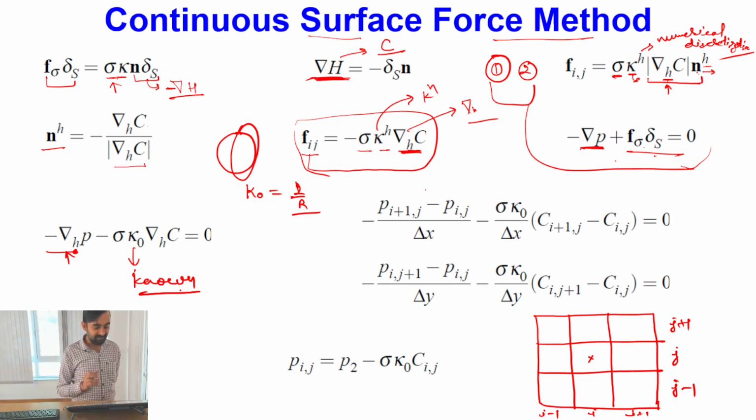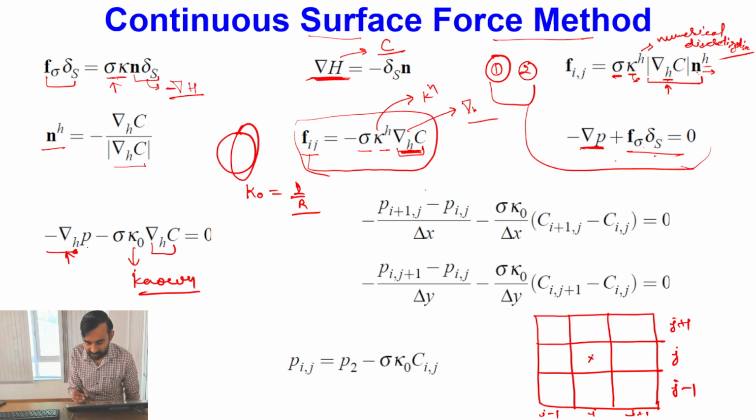Now, this is a known parameter to me. If this is known, then what do I need to calculate now? The gradient of the color function. That I need to calculate, and this has to be equal to 0. Now, how can I calculate the value of the gradient of P?